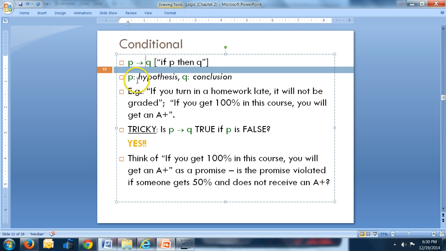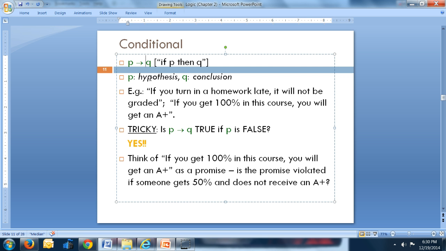The hypothesis is B, and Q is the conclusion. As an example, if you turn in a homework late, it will not be graded. If you get 100% in this course, you will get an A+.